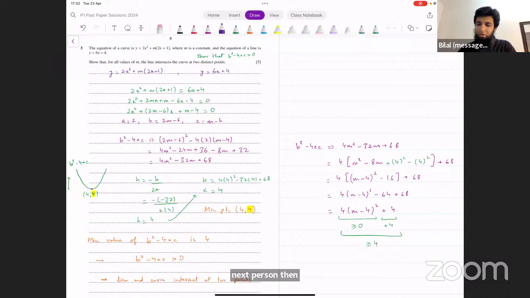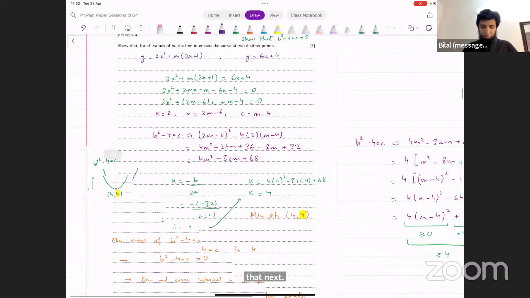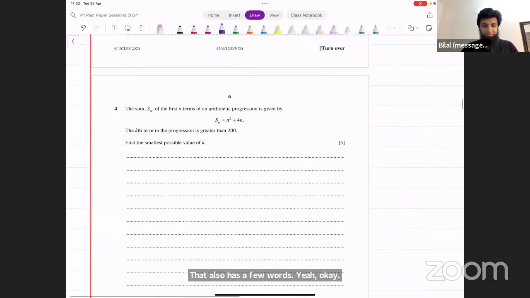The next one, let's do this. Question number 4. That also has a few words. Yeah, okay, let's do that. Question number 4. Let's move on to the next one.